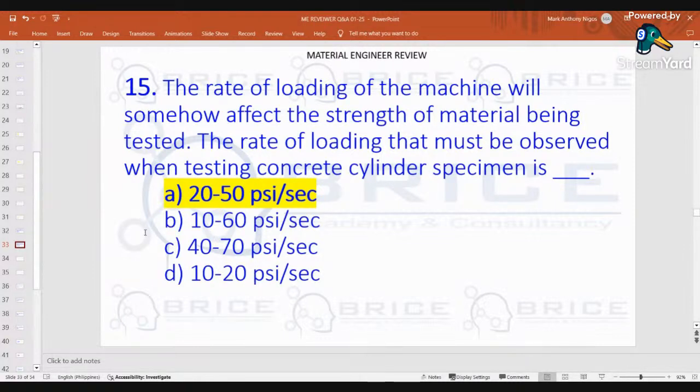The rate of loading of the machine will somehow affect the strength of material being tested. The rate of loading that must be observed when testing concrete cylinder specimen is 20 to 50 psi per second.